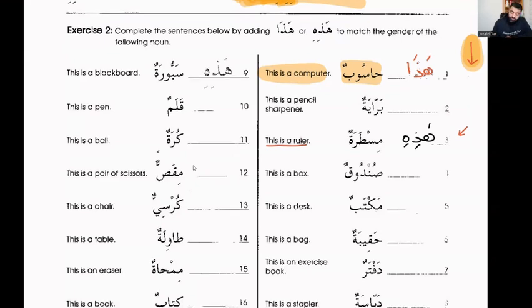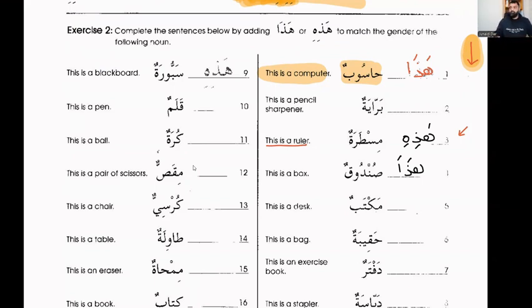Bushra, you want next? هذا صندوق. That's it. That's it. And you got, yeah, so هذا صندوق. Okay. All right, next one.